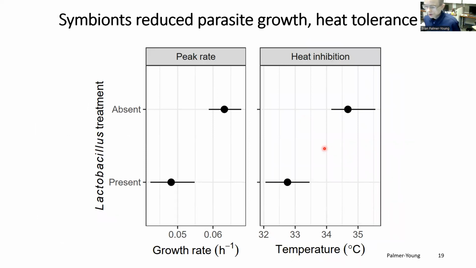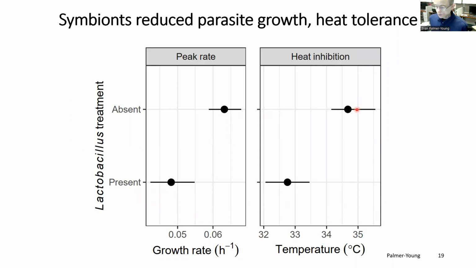Comparing growth rate of parasites in the presence and absence of lactobacillus, the presence of symbionts reduced the peak growth rate of parasites by almost 50%, shown on the left here. And this is all for Lotmaria. We pursued these findings with Lotmaria rather than Crithidia because the Lotmaria is much more common currently.